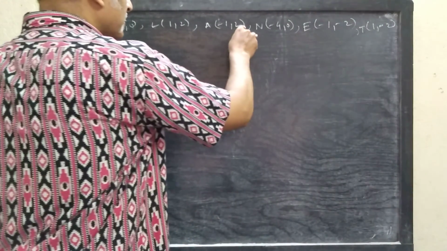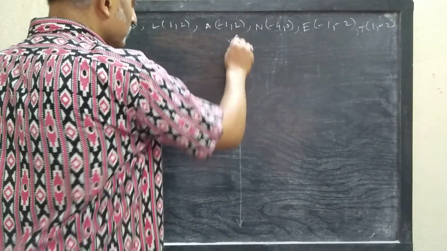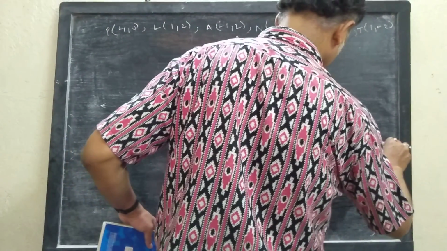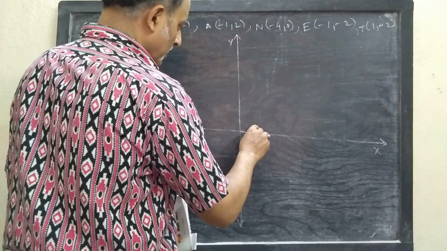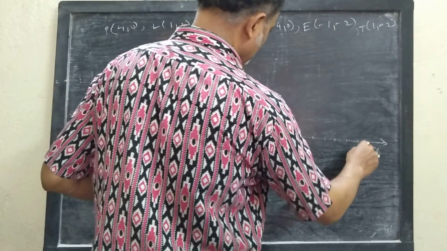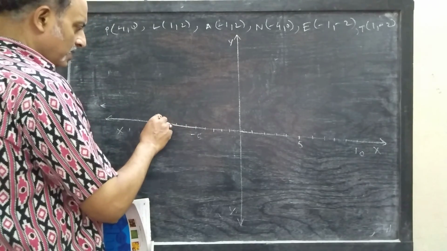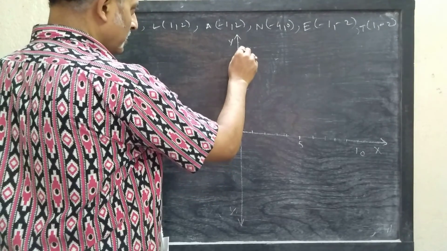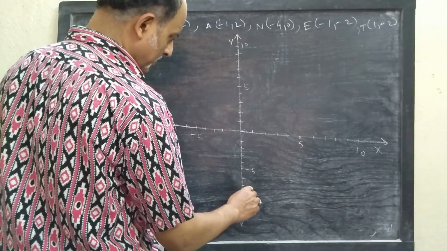So just draw axis. Scale it 1, 2, 3, 4, 5, 6, 7, 8, 9, 10 on each side of both axes.